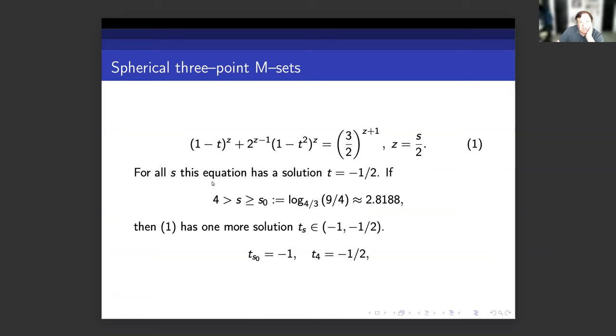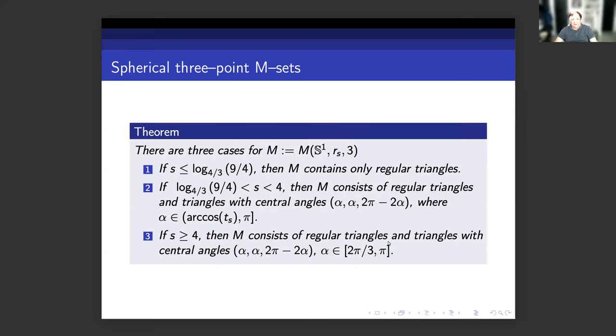It is easy to see that when t equals negative 1/2, it is a solution of this equation. There also exists another solution for s between 4 and s naught. We have even an exact number for s naught. So we always have negative 1/2 and plus t_s, and t_s is between negative 1 and negative 1/2. This is just technically defined numbers, and here the theorem gives a complete answer for RS for any s, all solutions.